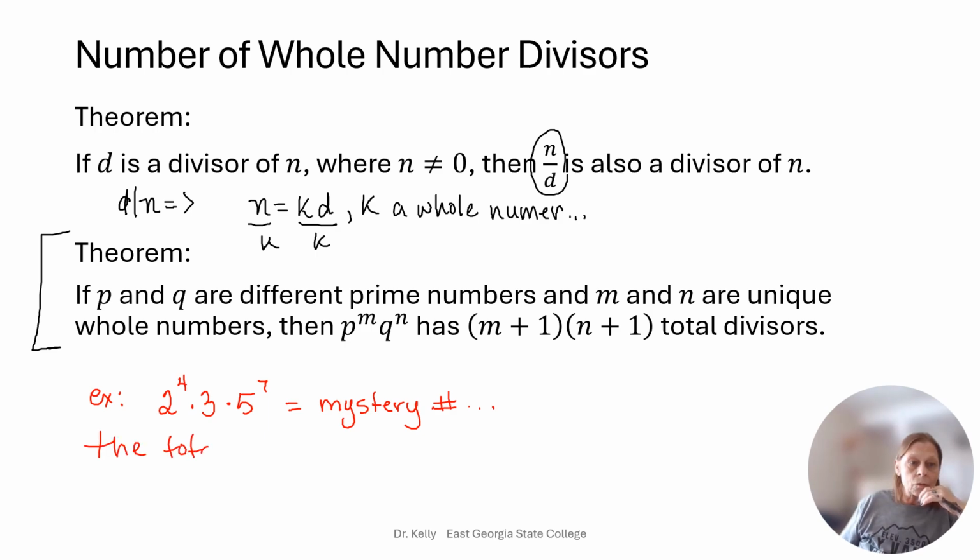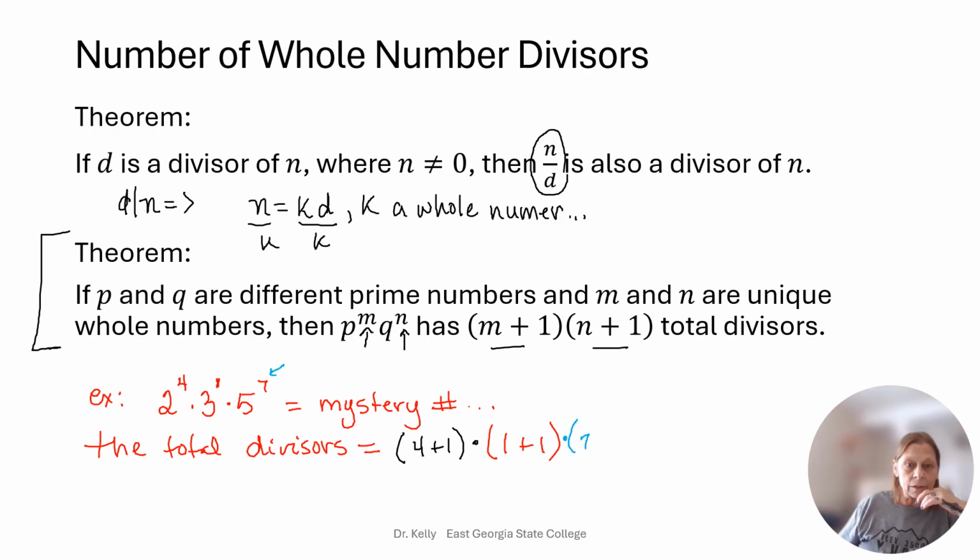The total divisors are equal to, and what this theorem says is basically we're taking the exponents and adding 1. So we're going to have 4 plus 1 times, remember this 3, if it doesn't have anything there, it's an implied 1, so our next one's going to be 1 plus 1. And then finally we have our 7, so it's going to be times 7 plus 1. So our total number of divisors here is 5 times 2 times 8, which is 80.